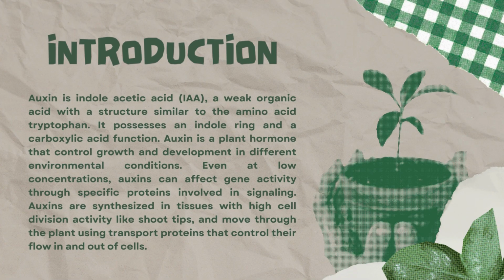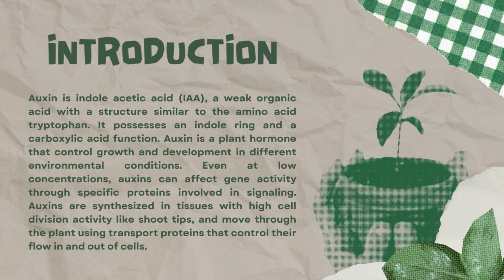Auxin is indole acetic acid, a weak organic acid with a structure similar to the amino acid tryptophan. It possesses an indole ring and a carboxylic acid function. Auxin is a plant hormone that controls growth and development in different environmental conditions. Even at low concentrations, auxins can affect gene activity through specific proteins involved in signaling.